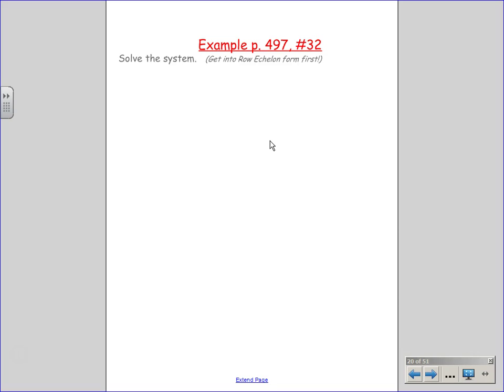Number 32. You guys ready? Adam, can you read it to me? 2x plus y plus z equals 1. And then 2x plus 6y plus 8z equals 3. And then 6x plus 8y plus 18z equals 5. You guys have just seen the system. Ready, set, go. Let's see if you can beat me. Doing the system.